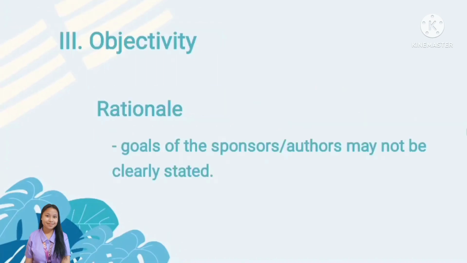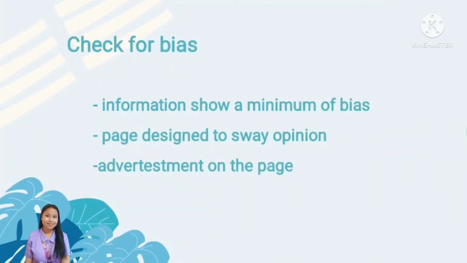The third one is objectivity. So objectivity and rationale. Goals of the sponsors or authors may not be clearly stated, and often the web serves as a virtual soapbox or sales pitch. So upon checking for bias, we need to know if the information shows a minimum of bias, if the page is designed to sway opinion, and if there is any advertising on the page.